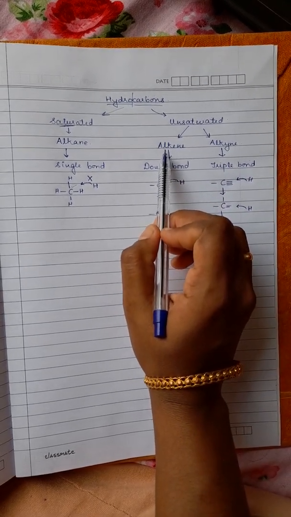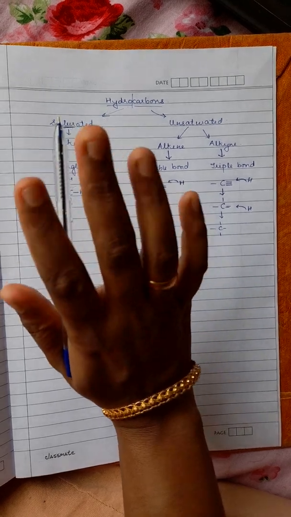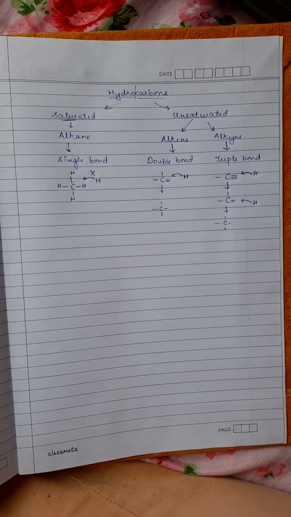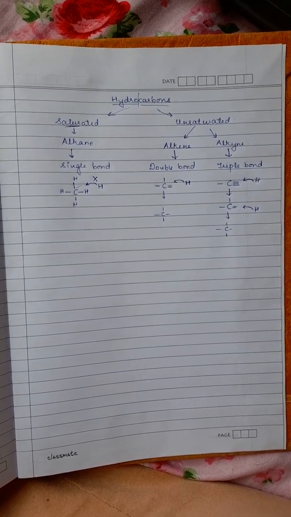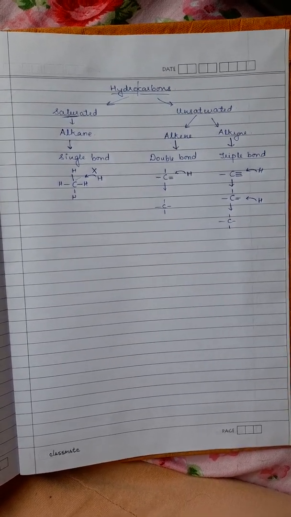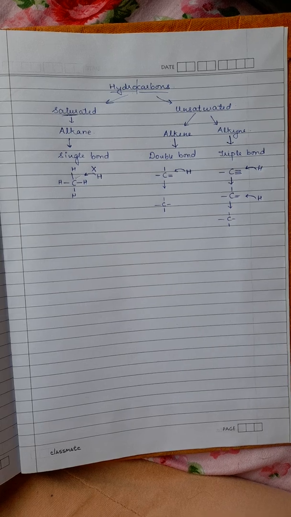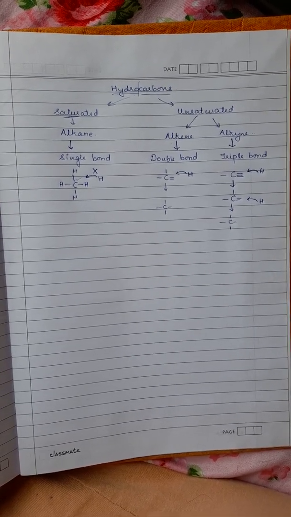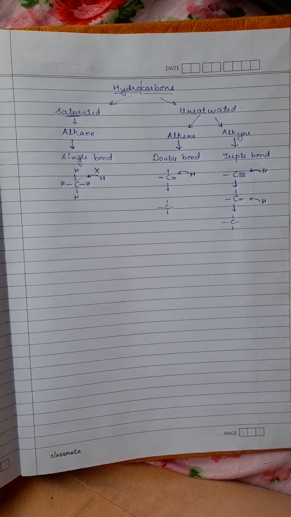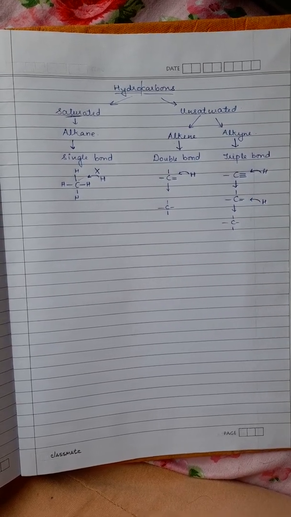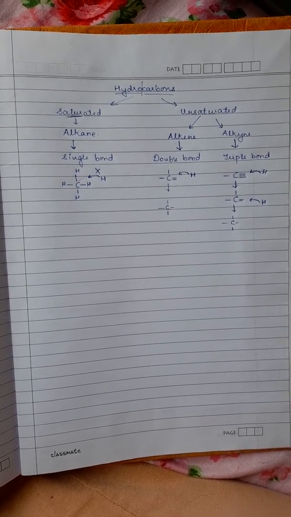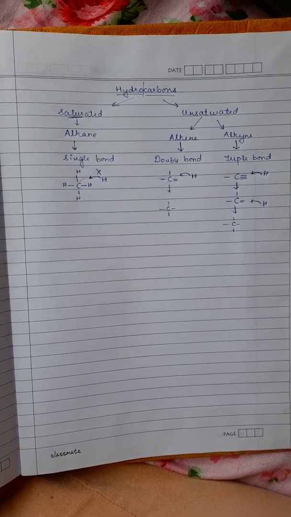Alkene on addition reaction gives alkane. Alkanes do not take part in any addition reaction. I hope this is clear. So hydrocarbons are divided into saturated and unsaturated compounds. Saturated are alkanes which have single bonds. They do not take part in any addition reaction. Unsaturated can be divided into two, alkene and alkyne. Alkenes have double bonds, alkynes have triple bonds.